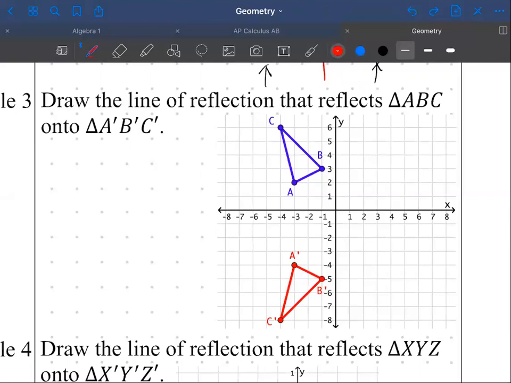So how do I find the halfway point between A and A prime, or between B and B prime, or between C and C prime? You can choose any 2 points that you want to find the first point that's on the line, right? Anyone have an idea? How are we going to find the line of reflection here? You can eyeball it and get it pretty darn close.